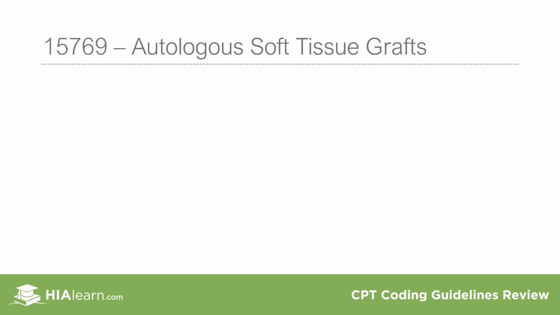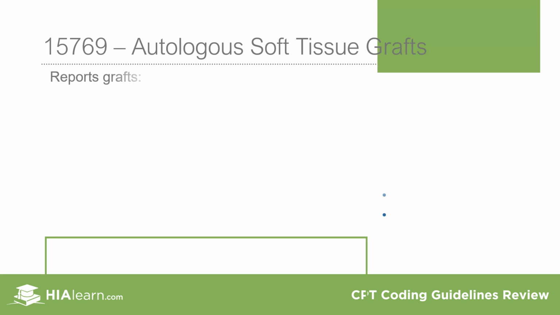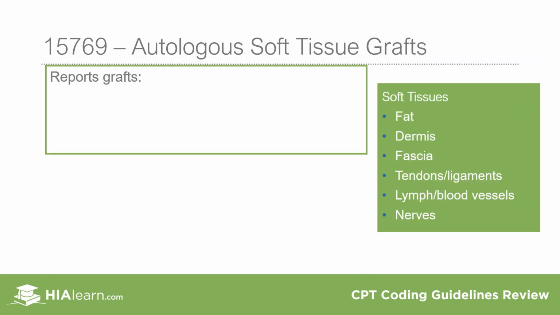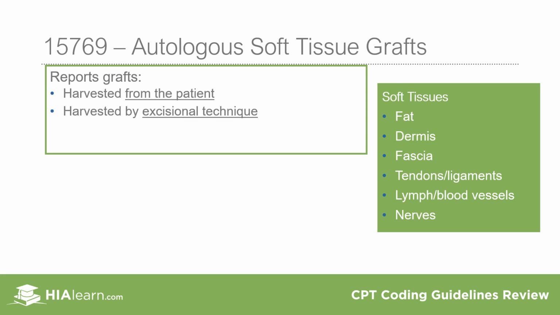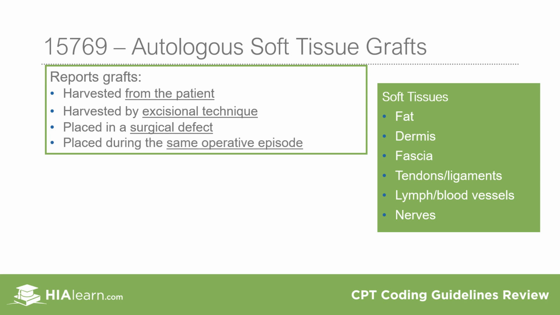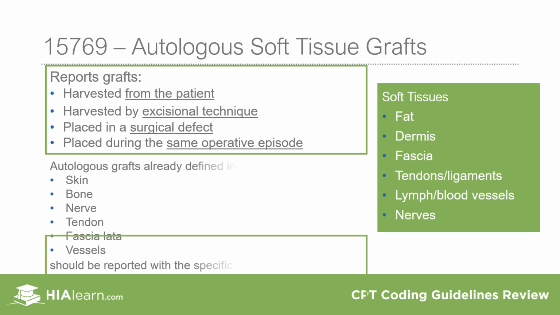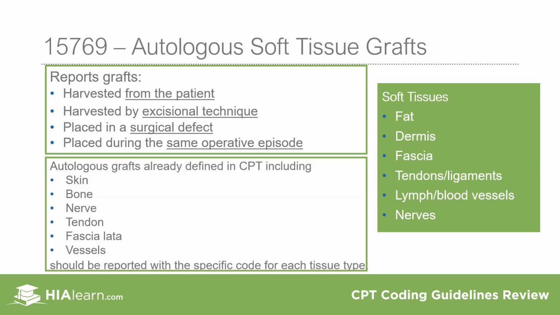Code 15769 is used to report grafts of autologous soft tissue, including fat, dermis, fascia, or other types of soft tissue. To report these codes, the tissue must be harvested from the patient using an excisional technique with placement into a surgical defect during the same operative episode. Autologous grafts that are already defined in CPT, including skin, bone, nerve, tendon, fascia lata, or vessels, should be reported with the specific codes for each type of tissue.